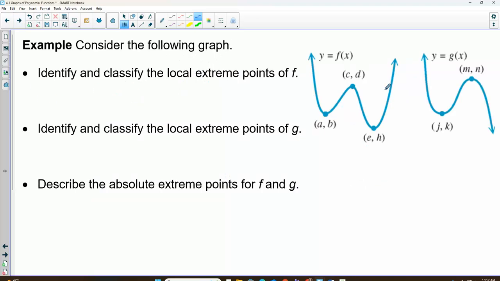Okay, so looking at this graph F. If I wanted to find and classify the local extreme points, so if I wanted the local max and local min of that graph, what would be the local max on graph F? CD. It's higher than the points on both sides of it. Okay, local min, that's just lower than the surrounding points. You can have more than one. What are my local mins on this graph?